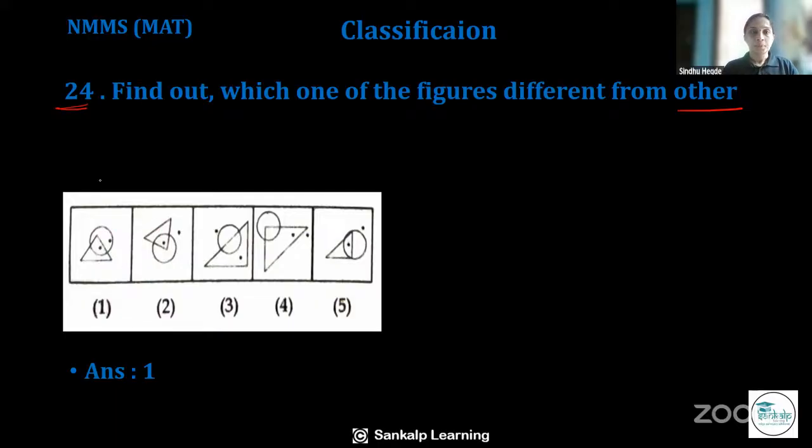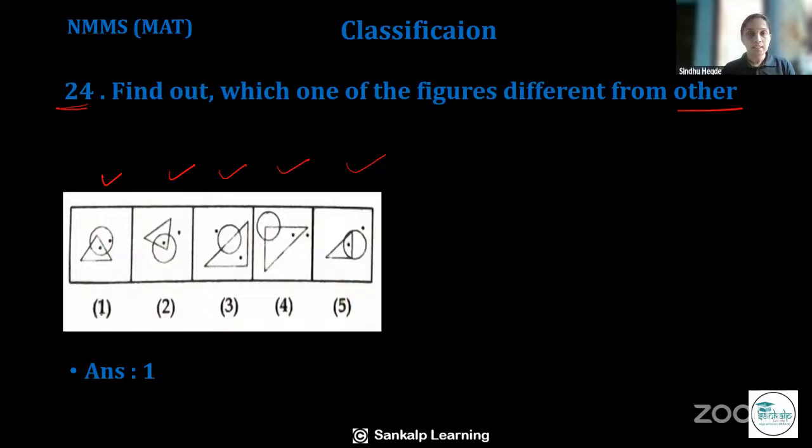Here we have image 1, image 2, image 3, image 4 and image 5. All the images contain one common thing, that is, all images have one triangle and one circle. They are interlocked, and this is common for all the images. But one thing we should observe here is the two dots which are placed in these images.